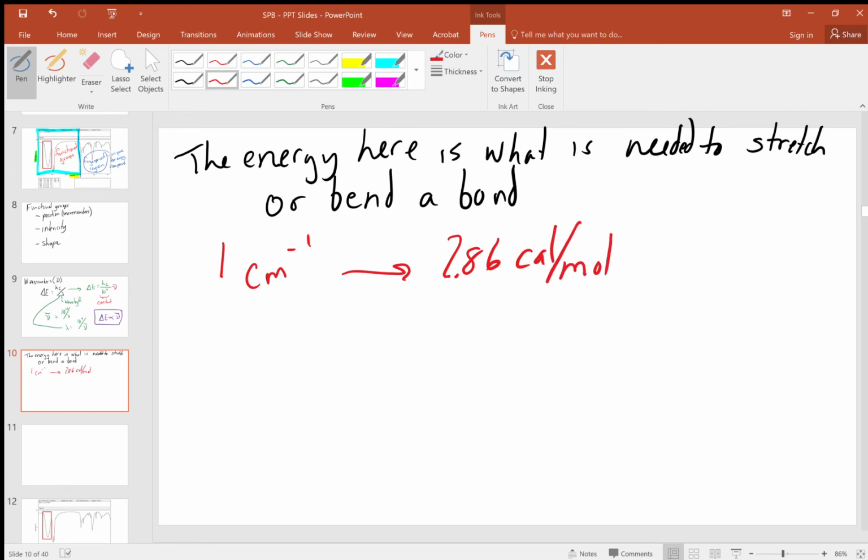And if you think about most bonds, when we talk about bonds, we're typically talking about kilocalories. So 1 wave number is a very small amount of energy.